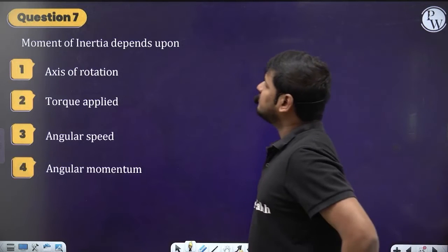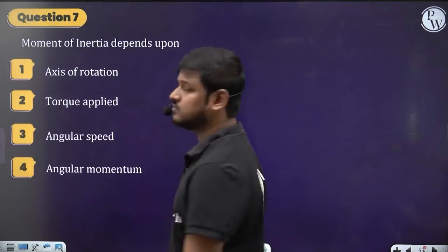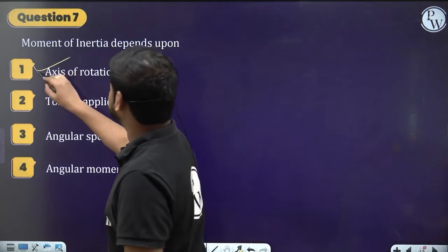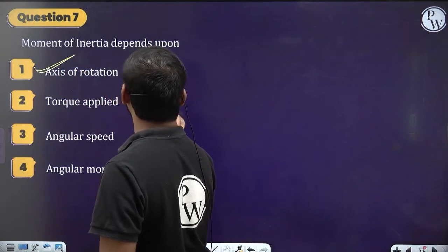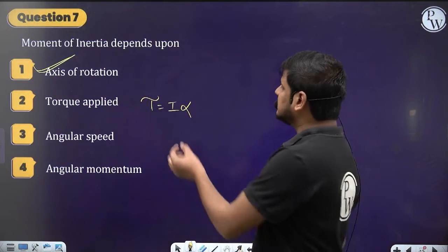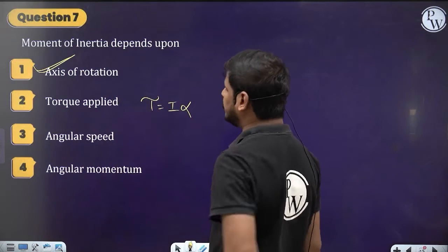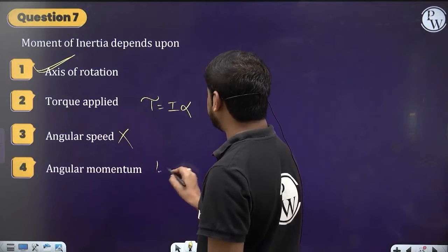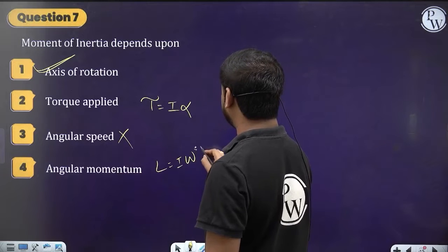The moment of inertia always depends upon the axis of rotation, guys. It will not depend on the torque. Generally the torque formula is I alpha, so most students think that the moment of inertia also depends on the torque. And here L equals I omega, the angular momentum, and the kinetic energy is I omega square.